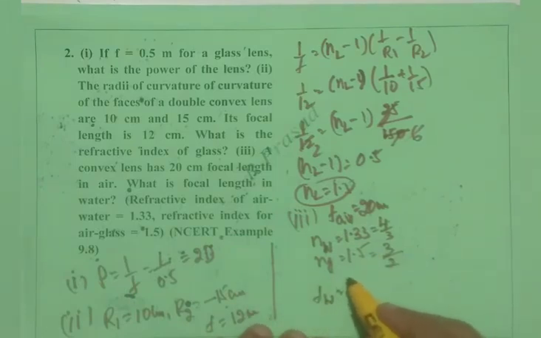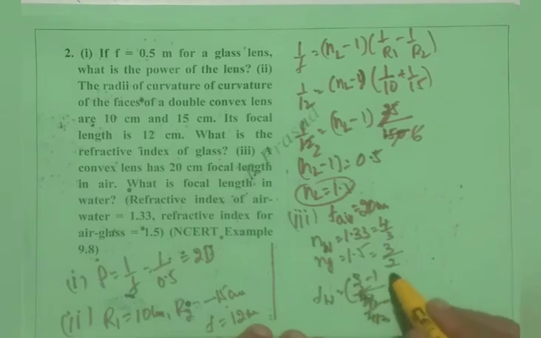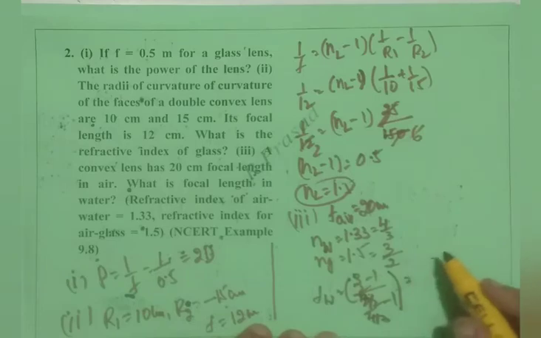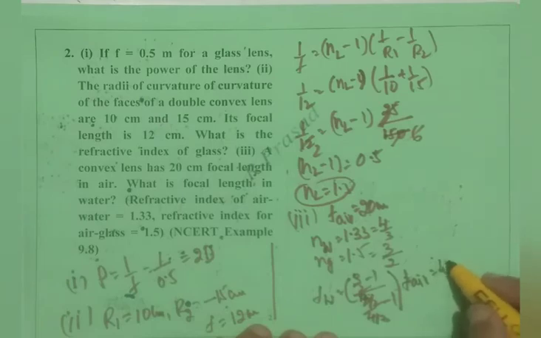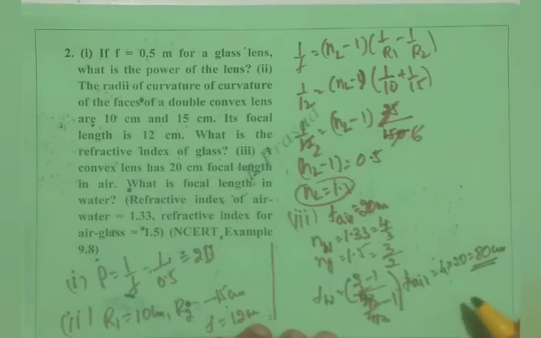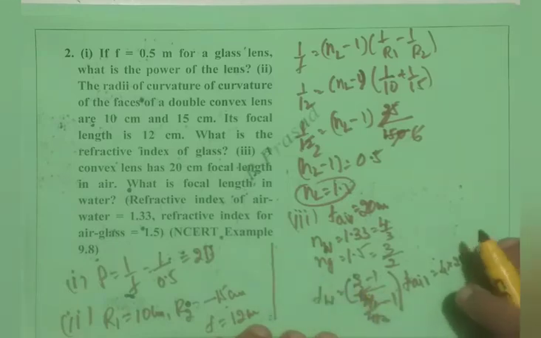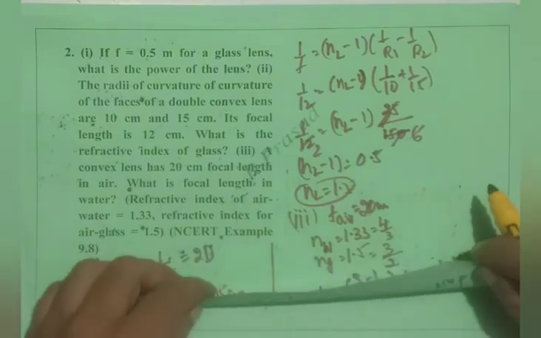FW equals 3 by 2 minus 1, divided by 3 by 2 by 4 by 3 minus 1, into F air, which results in 4 into 20, 80 centimeter. So this is the focal length in water. That is the second question.